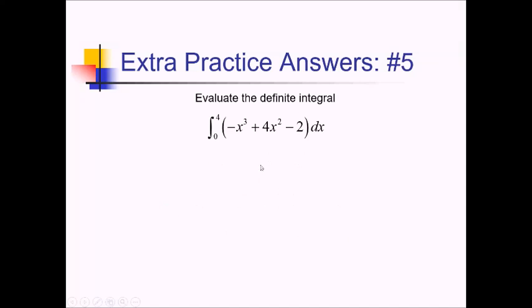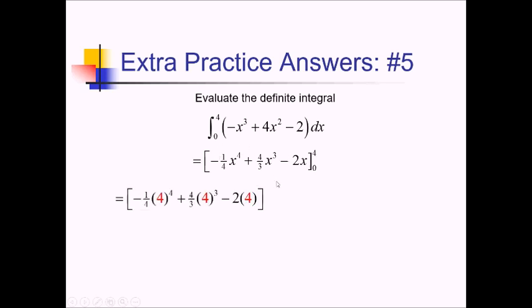To find this integral, we'll start by taking the antiderivative. This bumps up to a 4, so this is going to be negative 1/4 x to the 4th, plus this exponent bumps up to a 3, so that's going to be 4/3, dividing by that new exponent, 4/3 x to the 3rd, minus 2x. Evaluating that from 0 to 4, we're going to plug 4 into all of this stuff, and then from that, we're going to subtract all of this stuff with 0 plugged in.